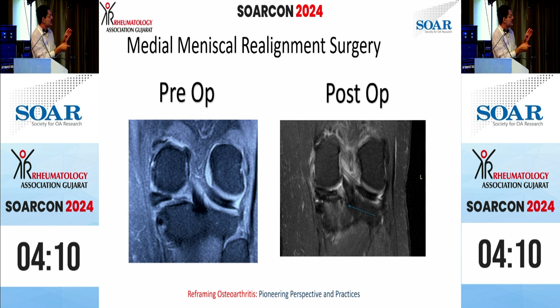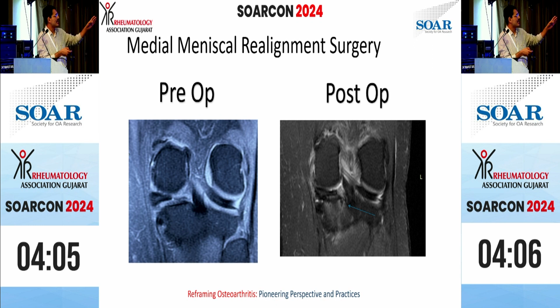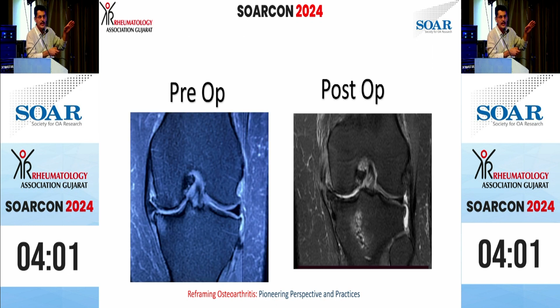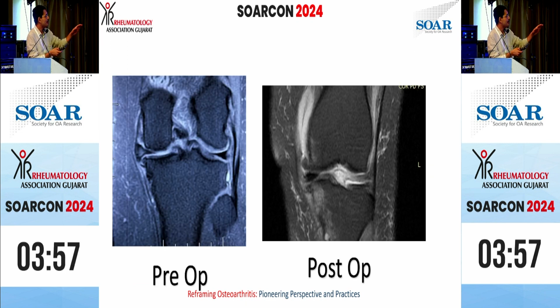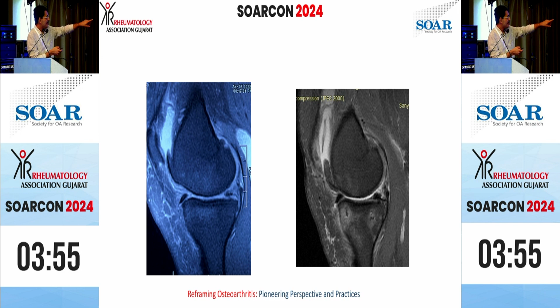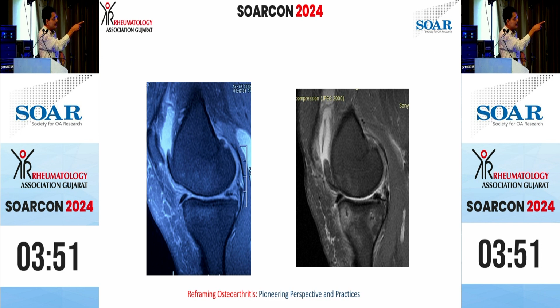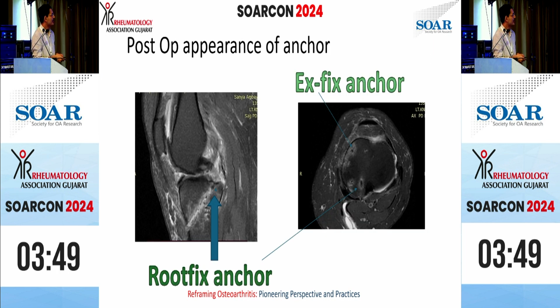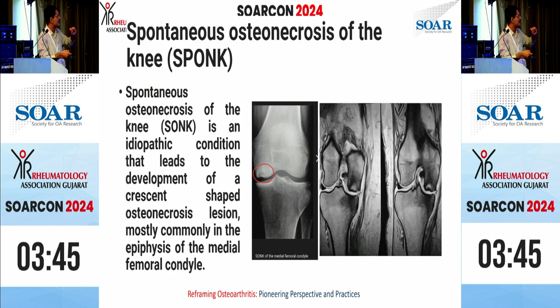So if you see the pre-op and post-op, you can see that the ghost sign and truncation sign are reduced, the meniscus extrusion is reduced, and we are actually able to reduce the progression of the osteoarthritis. So you can see the pre and post-op MRIs. Here we are seeing the ghost sign, and here you can see the meniscus, and in the tibia, you can see small anchors in place. So this is the anchor on the tibia in the post-op images.